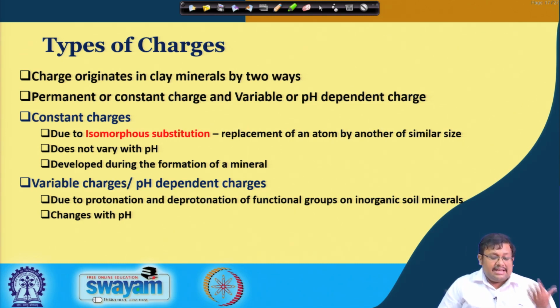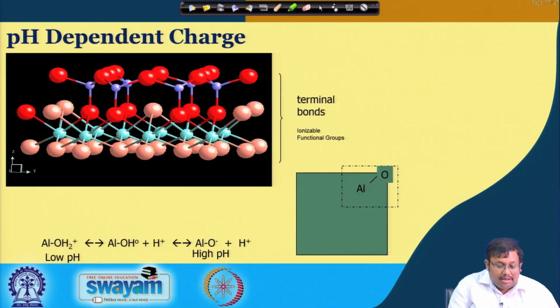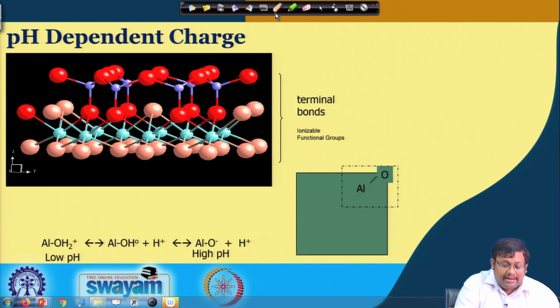Another type of charge is called variable charge or pH dependent charge. It occurs due to protonation and deprotonation of functional groups on inorganic soil minerals. It changes with the pH. So, at the edge of the mineral, there are some hydroxyl groups present.